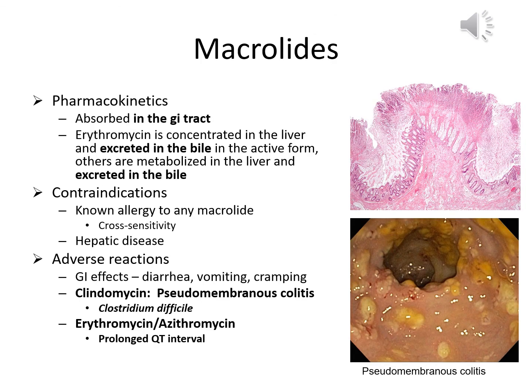The pharmacokinetics of macrolides, again, these are primarily used orally. We don't have injectable forms of these drugs. And it's concentrated in the liver and excreted in the bile in the active form, which means we have a fairly high concentration of erythromycin in the GI tract, moving downstream from where the bile enters the duodenum. The other ones are metabolized in the liver, and they're also excreted in the bile.